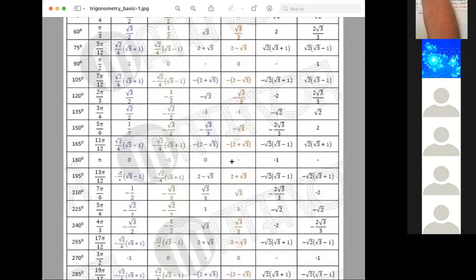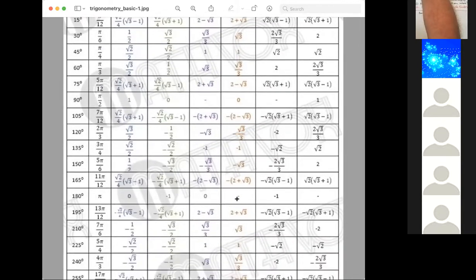It looks like when something is undefined, they put a little dash there. The cotangent of pi is undefined. That's true. I would rather they wrote undefined instead of these dashes, but I'm not going to criticize someone else's work. That's okay. I think it's still a useful table. If you want to print that out, you could write undefined on that.